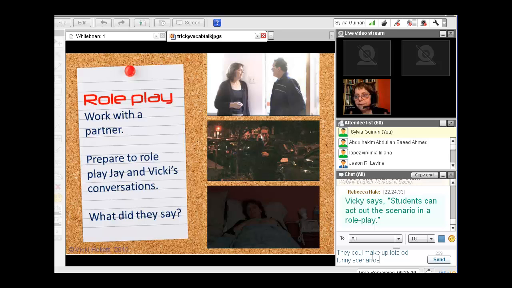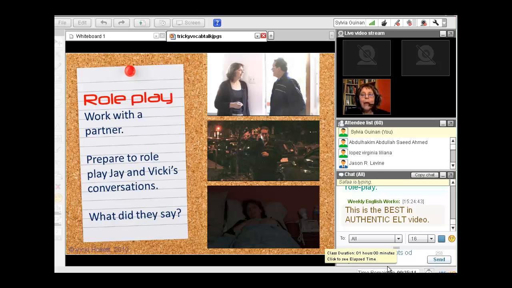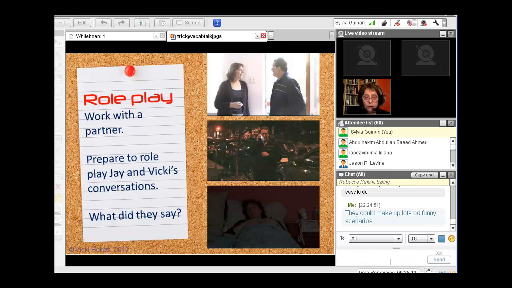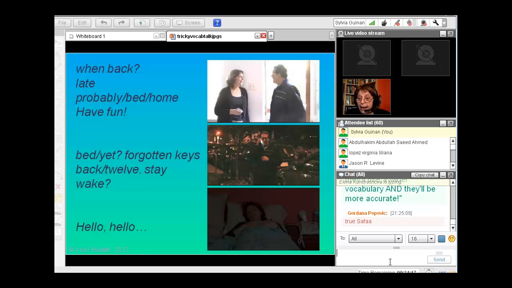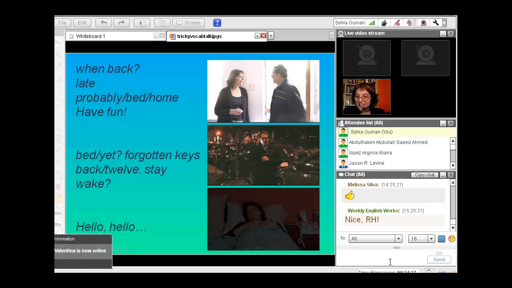There's a lot of evidence in language teaching that if we give students preparation time before they perform a role play or a discussion activity, the language they use will include more difficult vocabulary, a wider vocabulary range, and they'll be more accurate. So when you're preparing little role plays like this, it's worth remembering that. Now, this is going to be quite tricky for them, so you might want to give them some word prompts to help them. But role play is an obvious activity that we can do as a follow-on after watching the videos.